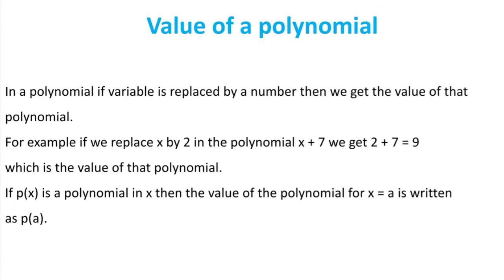Value of a polynomial. In a polynomial, if the variable is replaced by a number, then we get the value of that polynomial. For example, if we replace x by 2 in the polynomial x plus 7, we get 2 plus 7, and 2 plus 7 means 9, which is the value of that polynomial if x is equal to 2. If p(x) is a polynomial in x, then the value of the polynomial for x is equal to a is written as p(a).